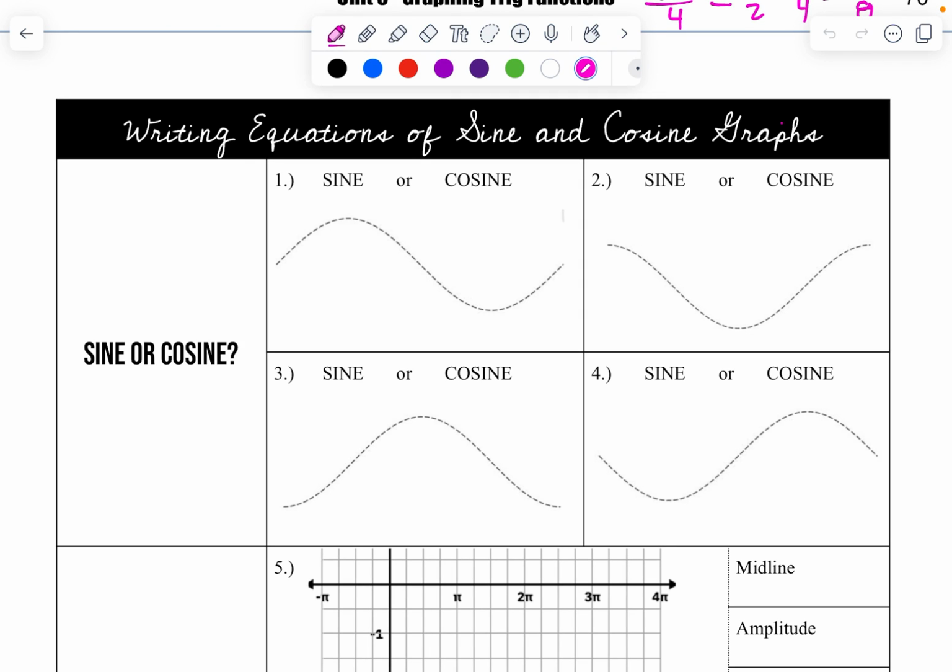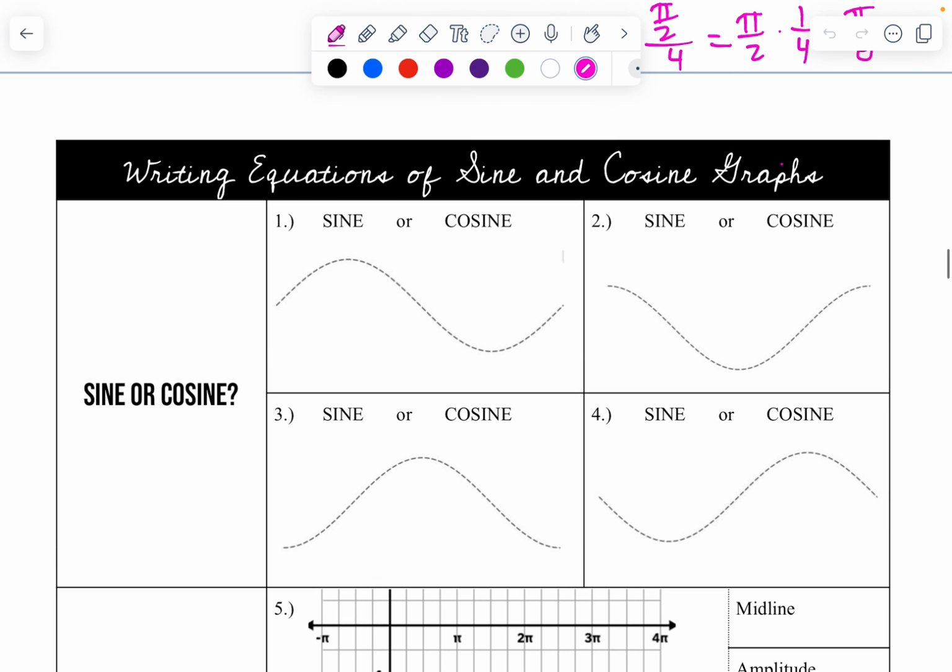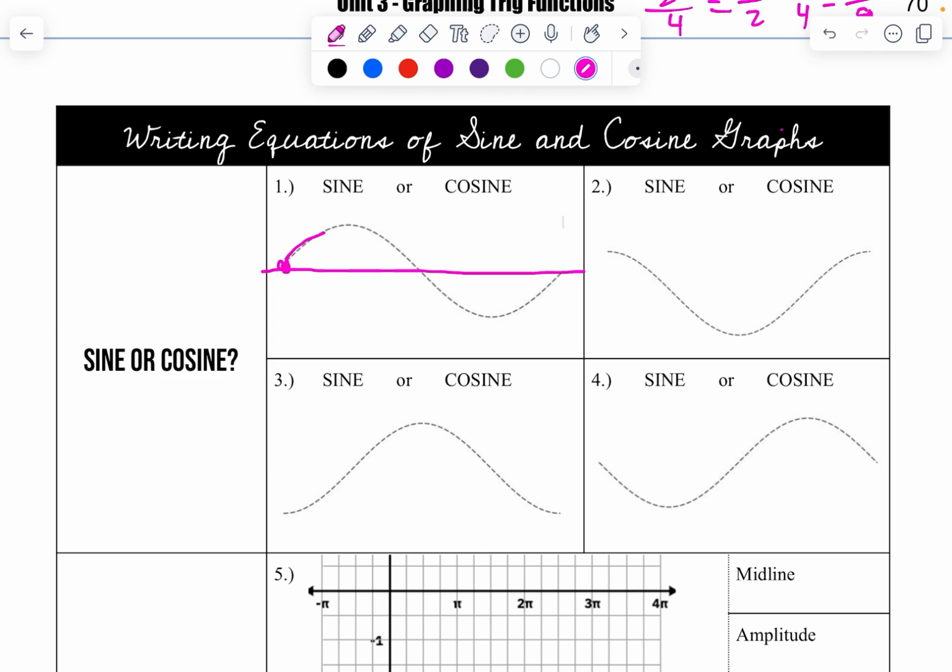Writing equations of sine and cosine graphs. So if we look at a curve and we're wondering, is it a sine wave or a cosine wave, one of the first things we should do is draw in the midline. So that now we can see, all right, this curve is starting at the midline and then it's going up to its maximum. So that's the sine function.